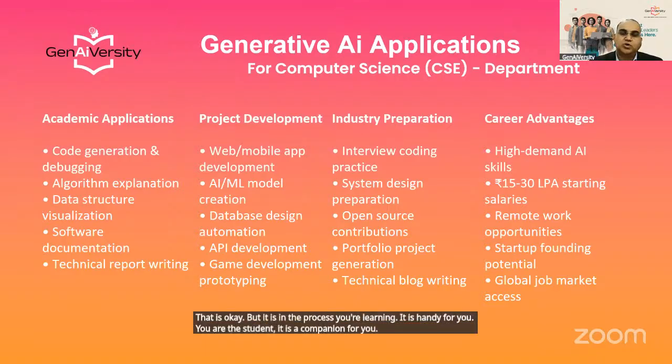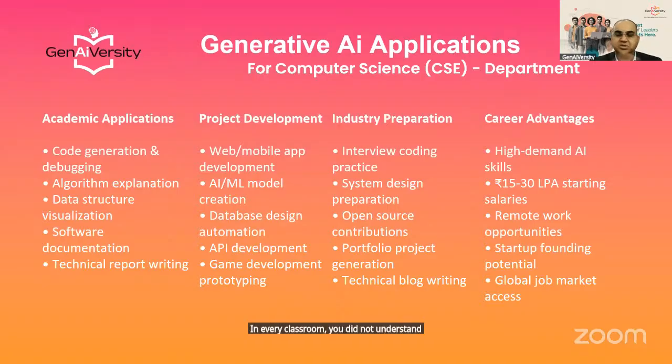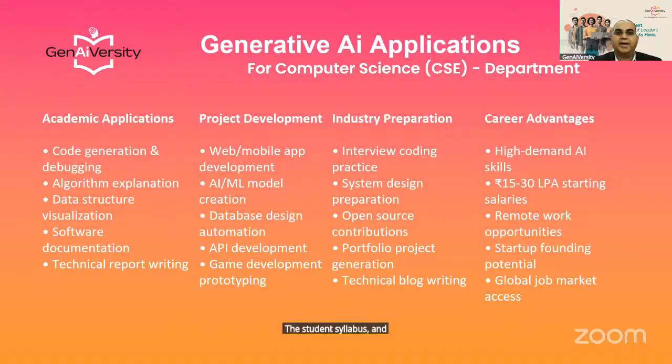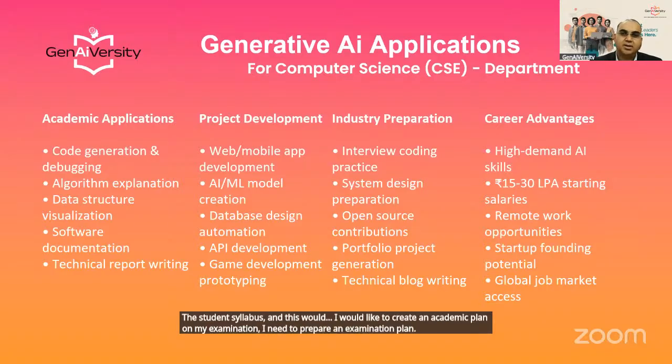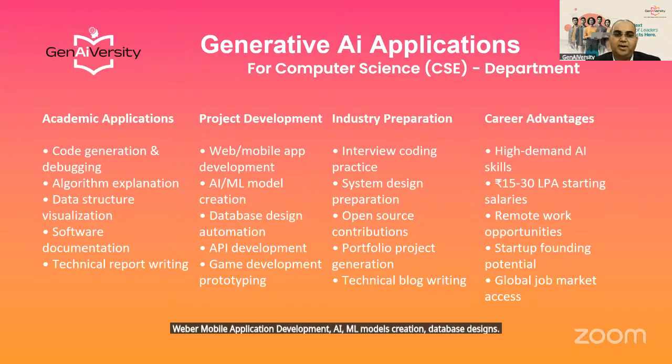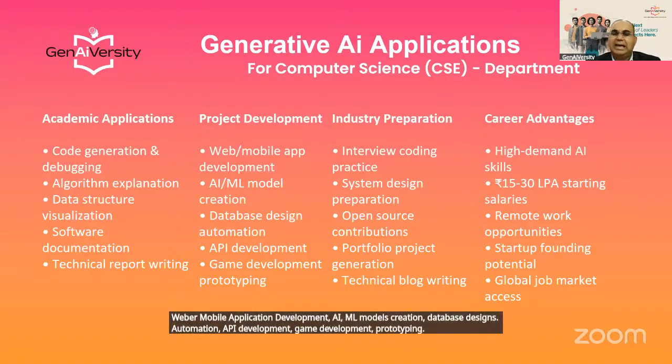In every classroom, whatever you did not understand, just ask it. Hey, I did not understand. I am so and so graduate, this is my syllabus, and I would like to create an academic plan. For my examination, I need to prepare an examination plan. Ask it. Now the project development. Generative AI you can apply if you're in computer science: web or mobile application development, AI and ML model creation, database design, automation, API development, game development, prototyping, everything.